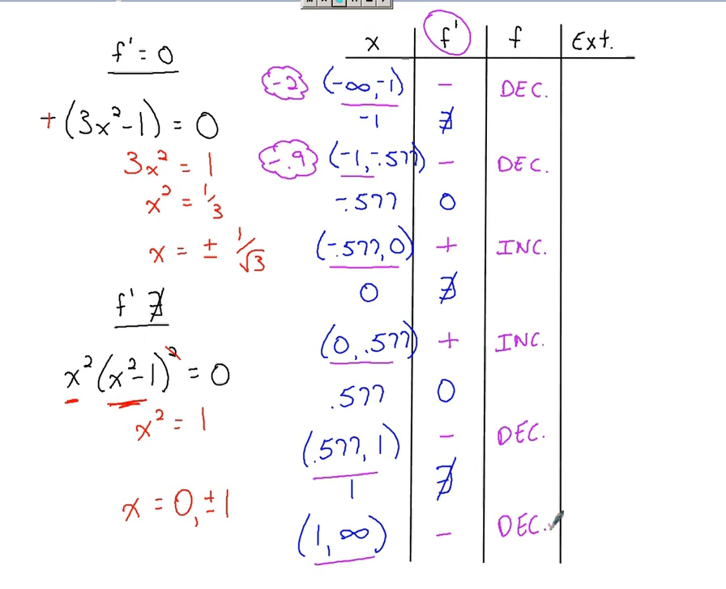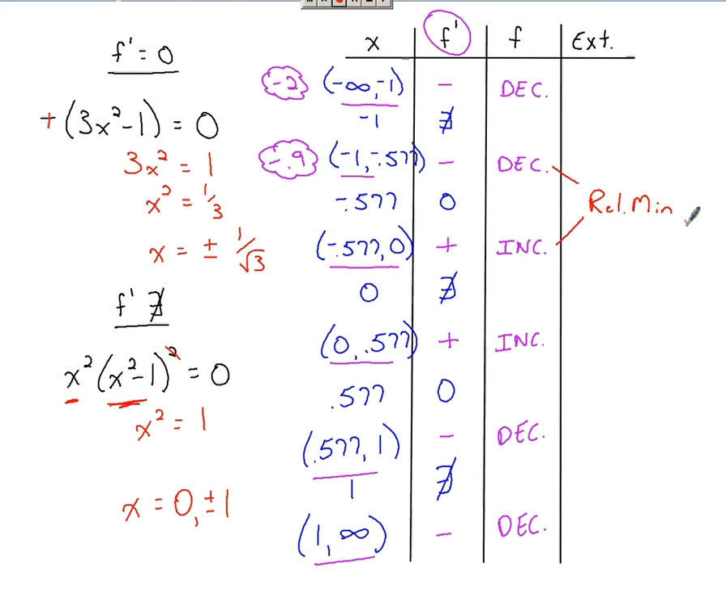Now add the last column here for extrema as a review. Remember, we're going to have relative max or relative min points wherever we have a change in direction. So there is a change in direction from the interval -1 to -0.577 to the interval -0.577 to 0. Right? It goes down and then it goes up. So it's going to bottom out there.